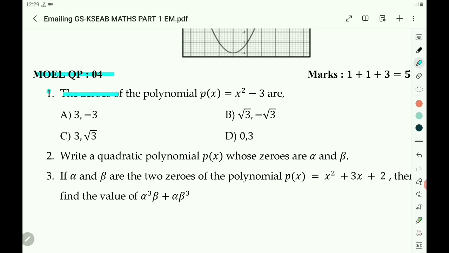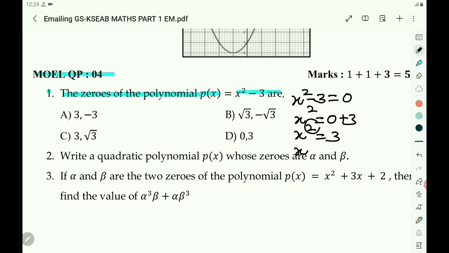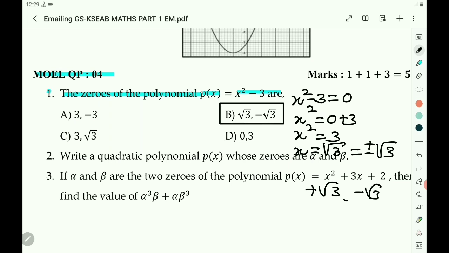First one, the zeros of the polynomial p of x equals x square minus 3 are. Here you write x square minus 3 and let x square minus 3 equals 0. Then x square equals 0 plus 3. So x square equals 3. Then x equals, here remove the square, in the RHS you will get root, that equals plus or minus root 3. So the roots are plus root 3, minus root 3. Option B is the answer.